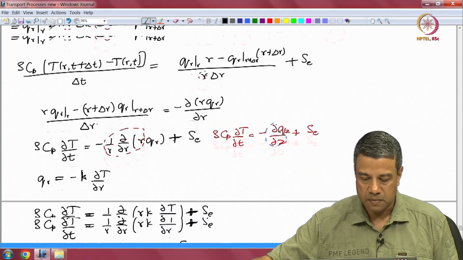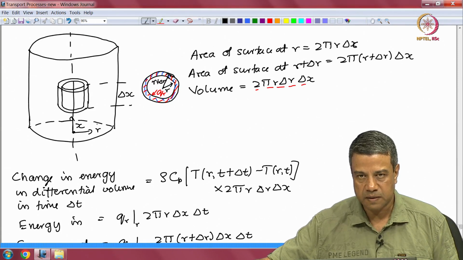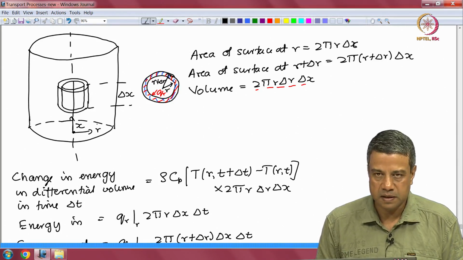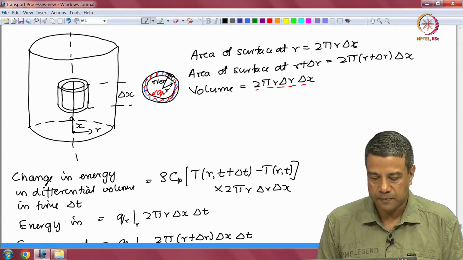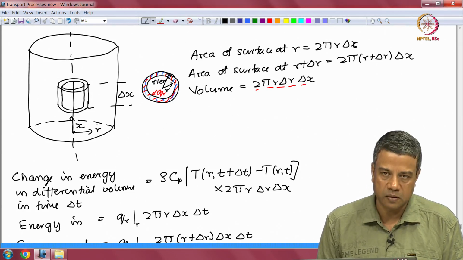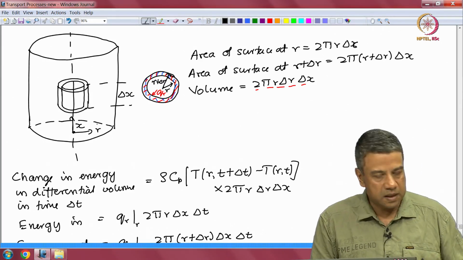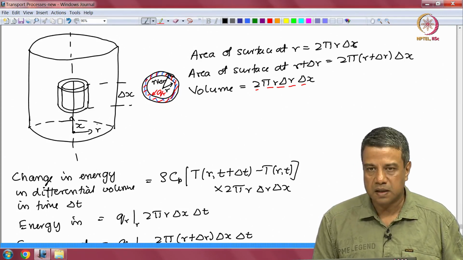Momentum balance is a little more complicated. That is because momentum is a vector, as I have said before. Therefore, one has to be careful while doing the momentum balance equation. I will start the momentum balance in the next lecture. I will not go through the entire derivation, but I will just give you what the final results are for momentum balance. The mass and energy balances are both equivalent, because you can substitute temperature for concentration, thermal diffusion coefficient for mass diffusion coefficient. The momentum balance is a little more complicated. I will discuss that in the next lecture before going on to discuss steady state transport.